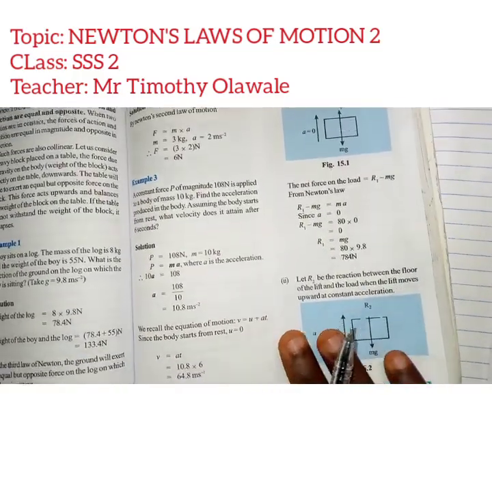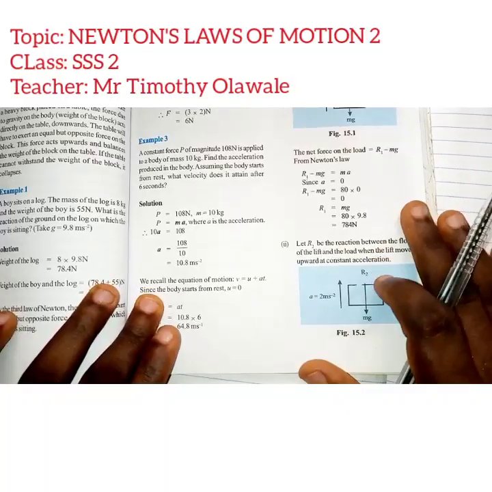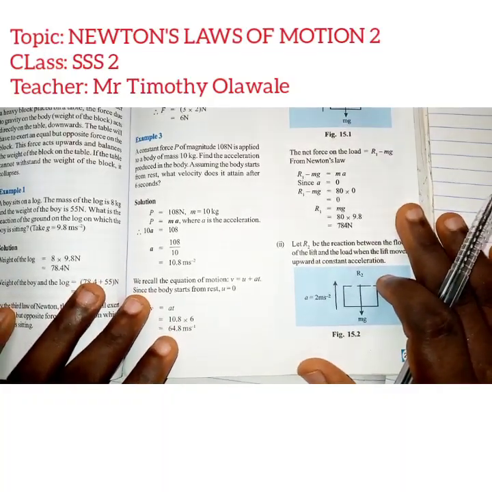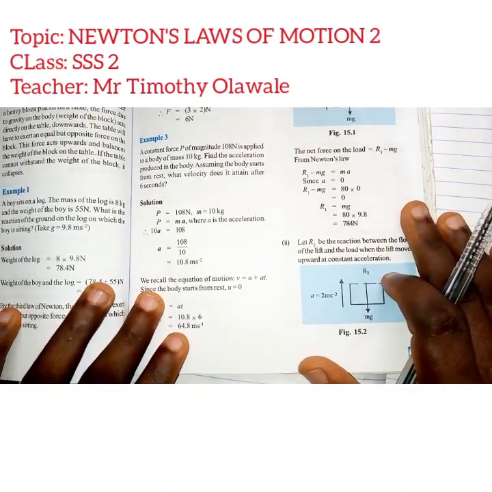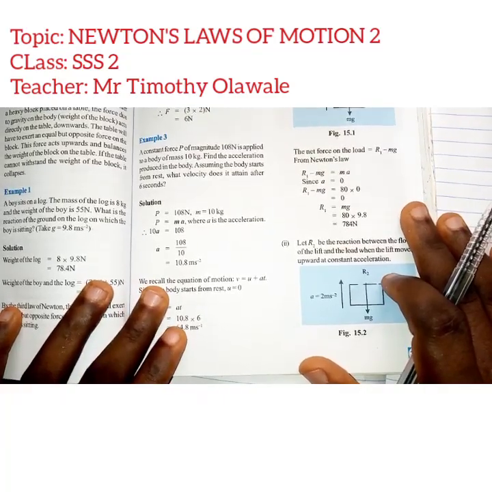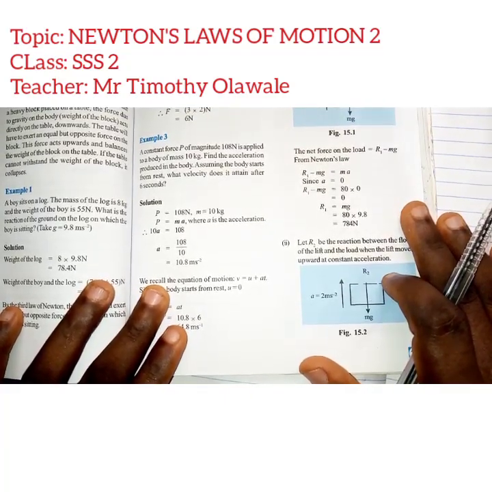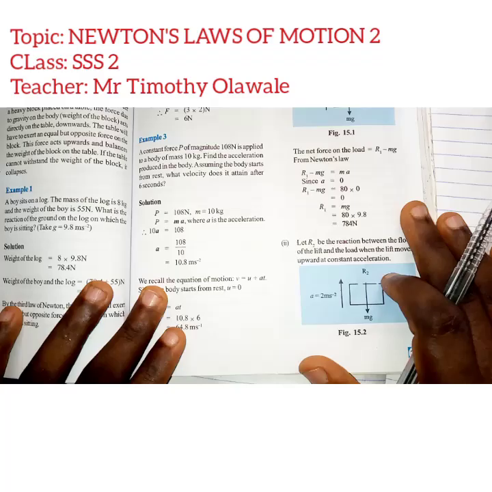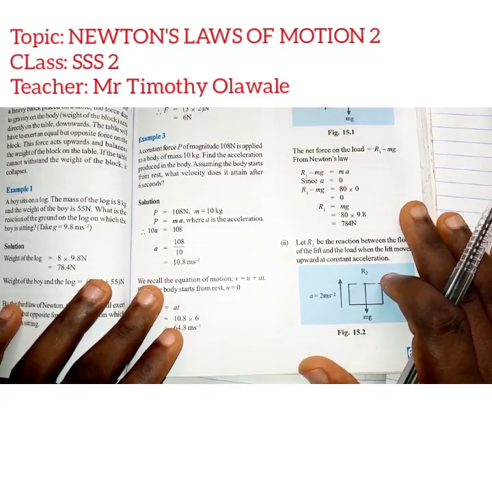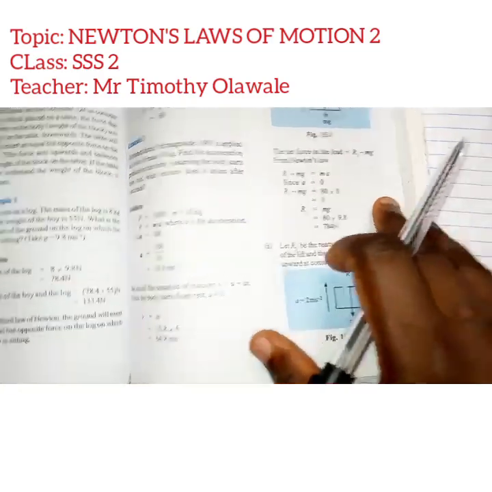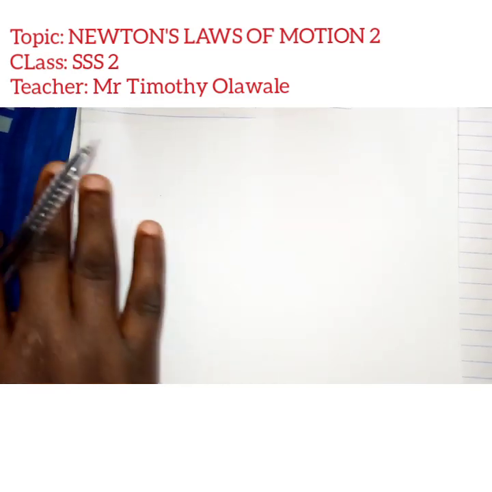The question says that if a constant force P of magnitude 108 Newton is applied to a body of mass 10 kg, find the acceleration produced in the body, assuming the body starts from rest. What velocity does it attain after 6 seconds? Okay, so let's try to solve that.